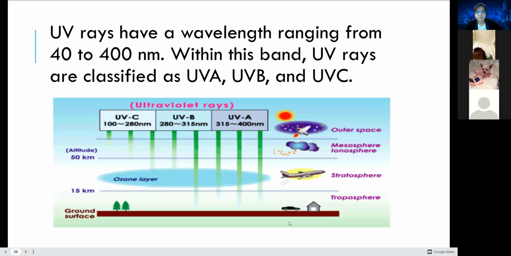Since UVA reaches the ground, we actually absorb more UVA rather than UVC and UVB, because these UV rays will not actually penetrate to the ground. Sometimes they will just stay in the atmosphere, in the ozone layer, at a specific altitude.